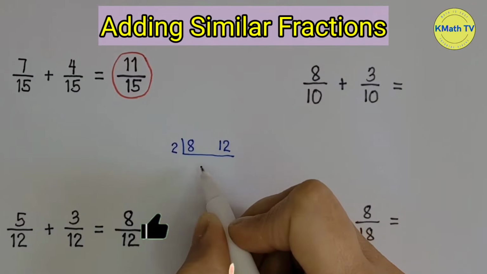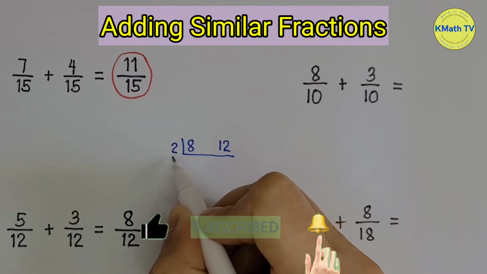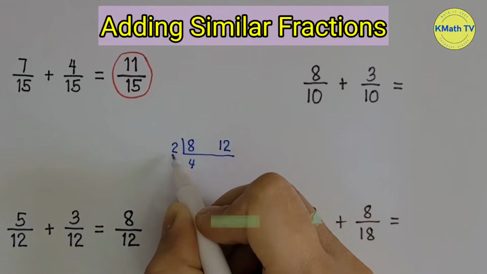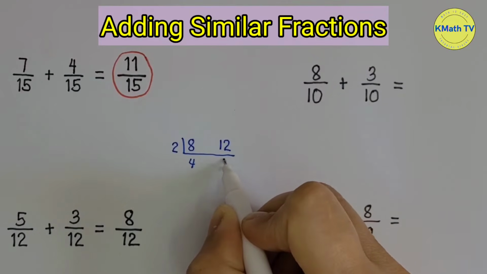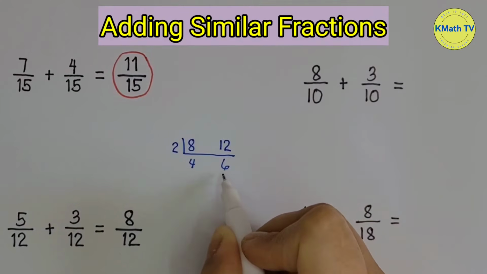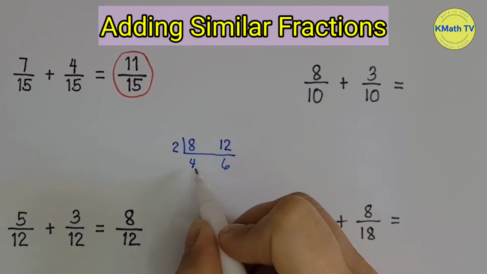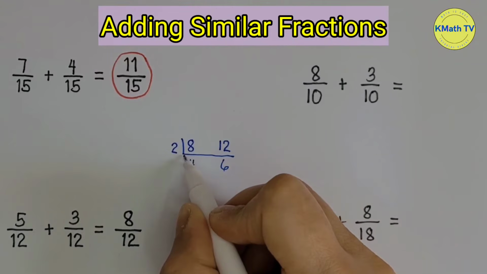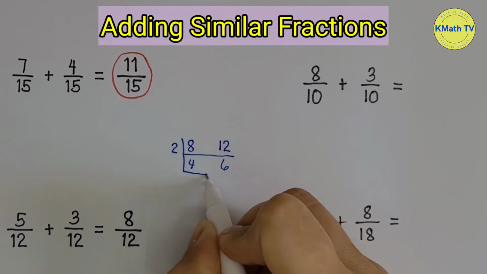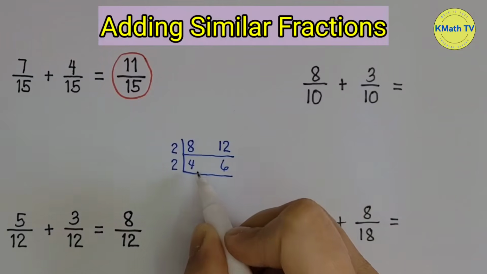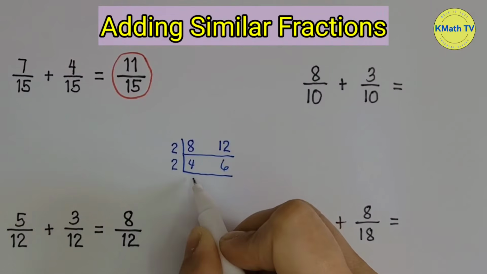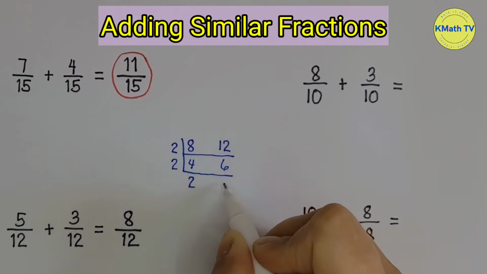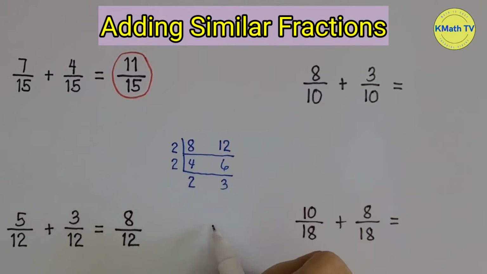Let's divide this by 2. 8 divided by 2 equals 4. 12 divided by 2 equals 6. Okay, next, 4 and 6 are also even numbers. So, these are divisible by 2. Let's divide this by 2. 4 divided by 2 equals 2. 6 divided by 2 equals 3.